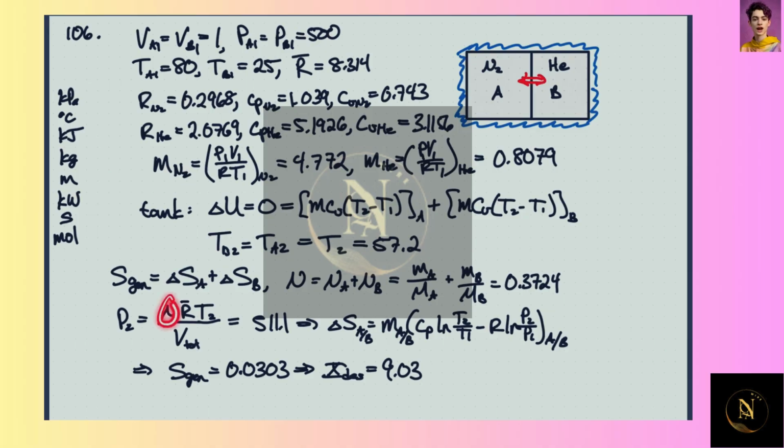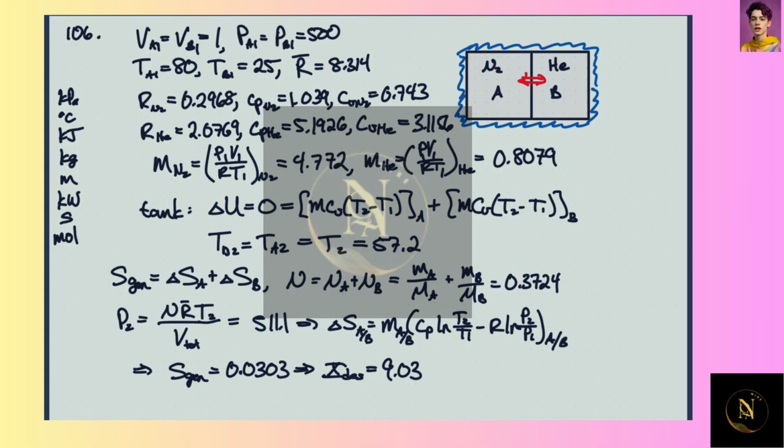We know that now, so put that into here. We know the universal ideal gas constant, we know the temperature, we know the total volume of the tank. And that will give us the pressure in the tank as 511.1 kilopascal. So the pressure went up a little bit after this process finished. So again, we created a little pressure in this tank.